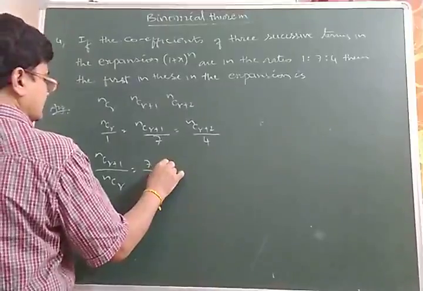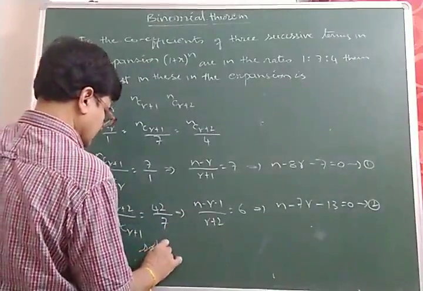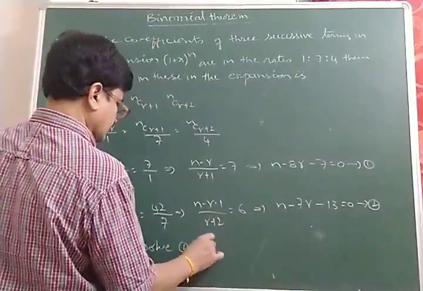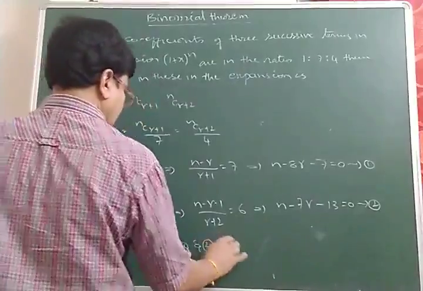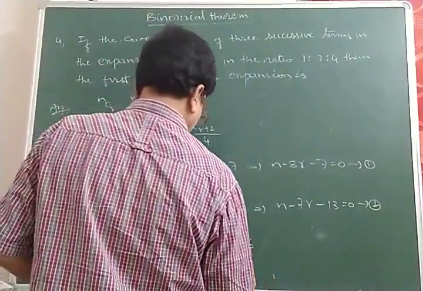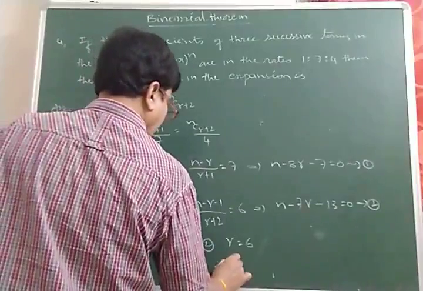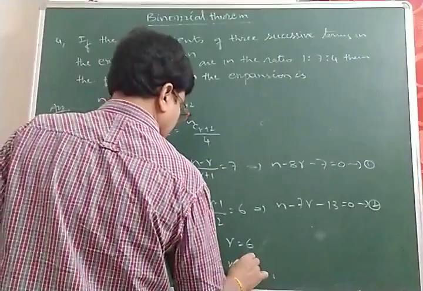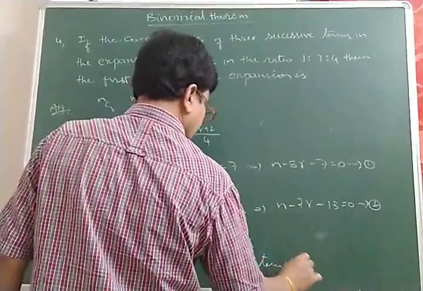Alright. Now solve 1 and 2. N is equal to 55, r is equal to 6. Therefore the (r+1)th term is 7.